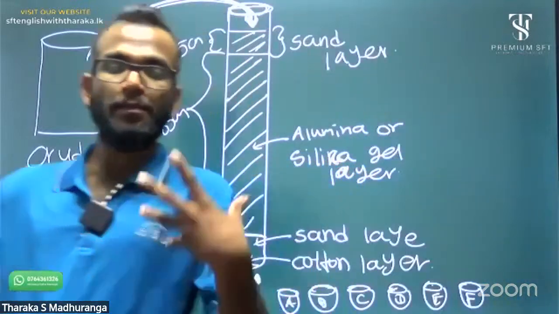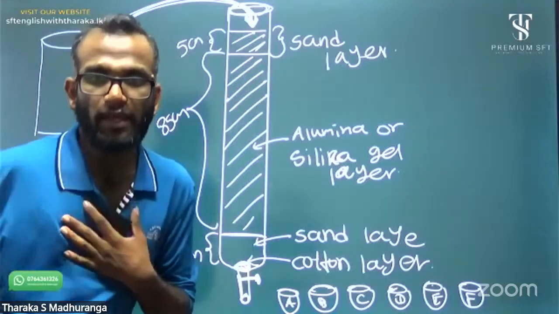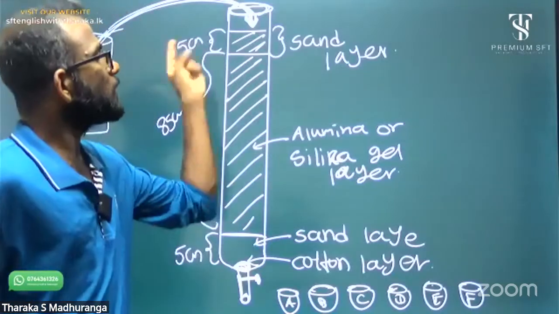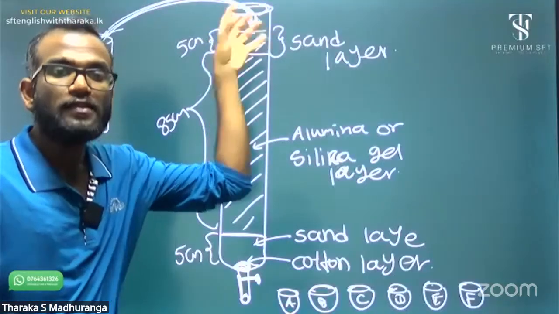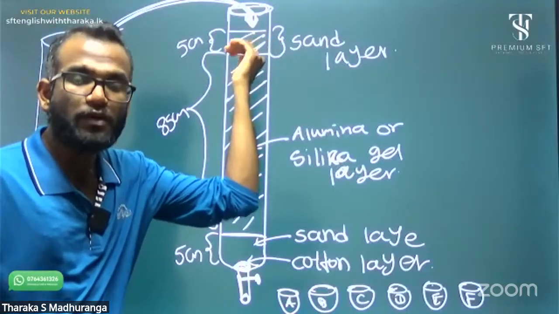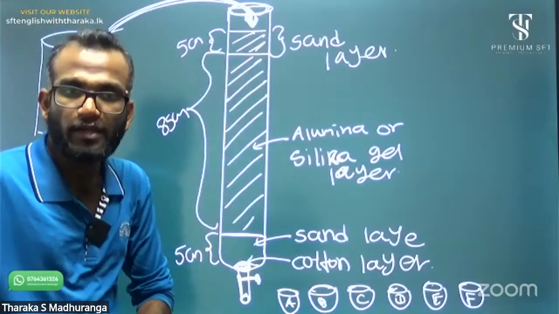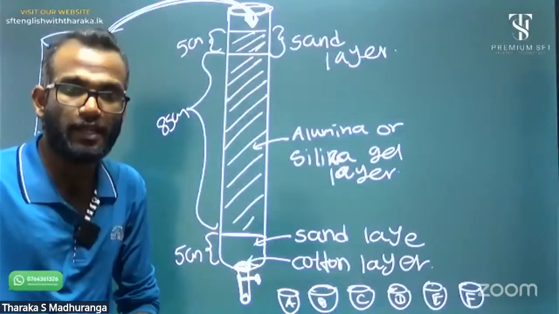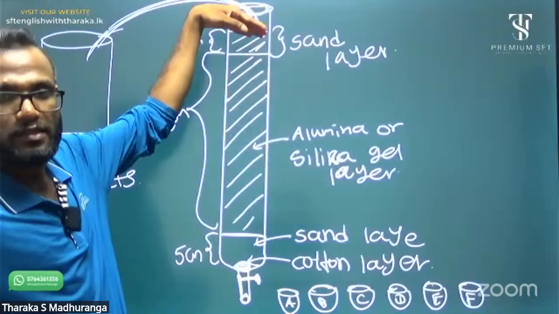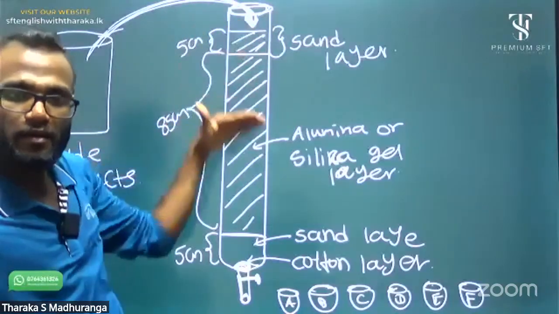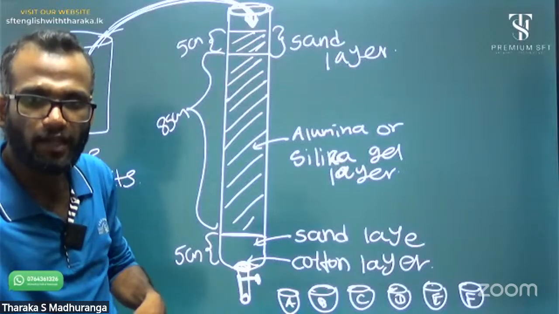Remember, it is important for the protection of the gel layer, because if we directly add the solution onto the gel layer, it causes disturbance, so it's possible to damage the gel layer, right? That's why the sand layers protect the gel layer between them, right?